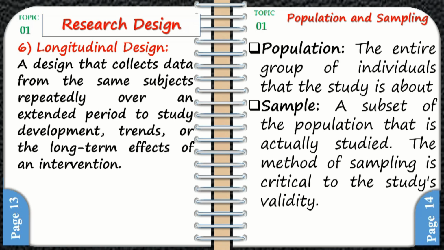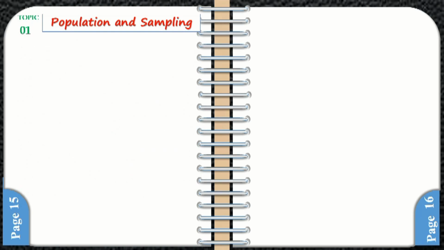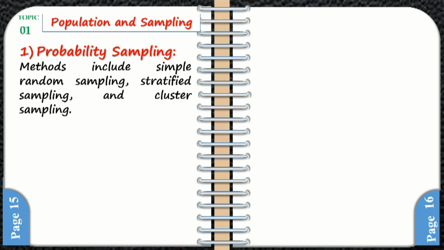Now, how do you pick? How do you get this sample? There are methods that are used for picking the sample. They are what we call probability sampling, whereby every member of a population has a known and non-zero chance of being selected. This is essentially for quantitative studies aiming for statistical generalizability of their results.